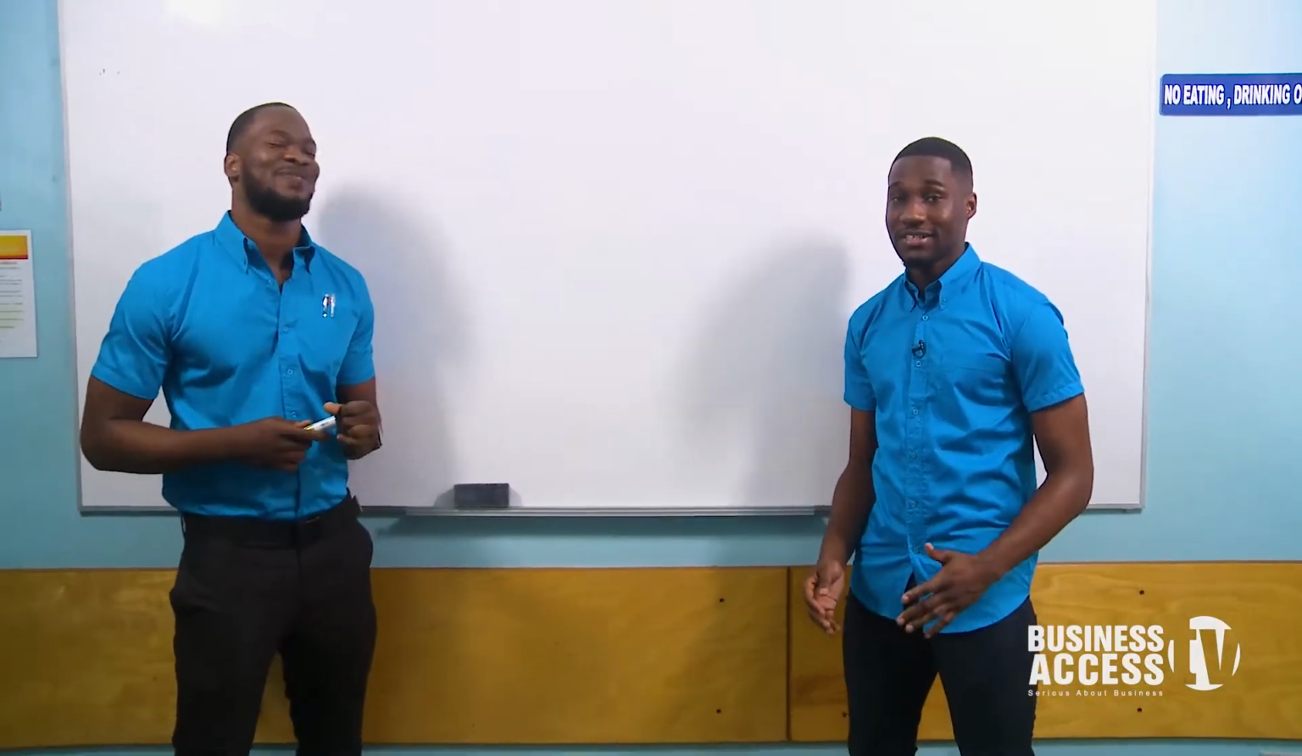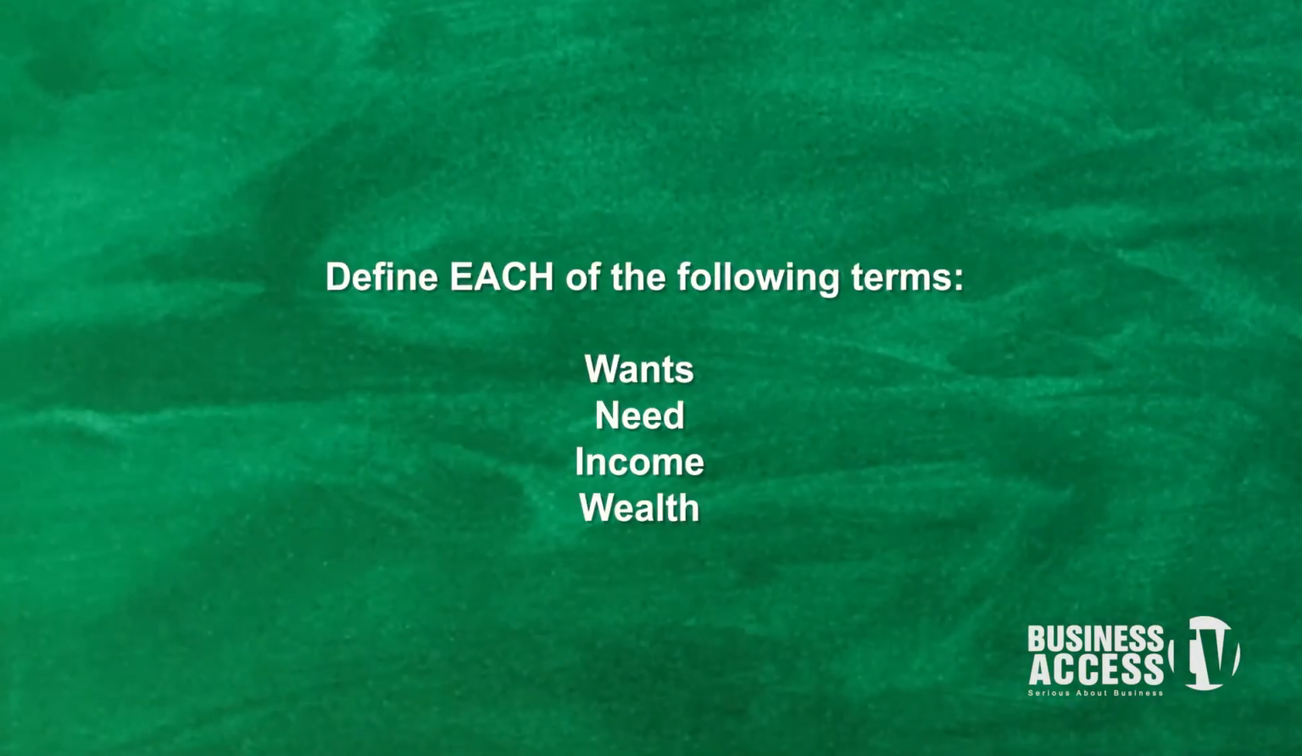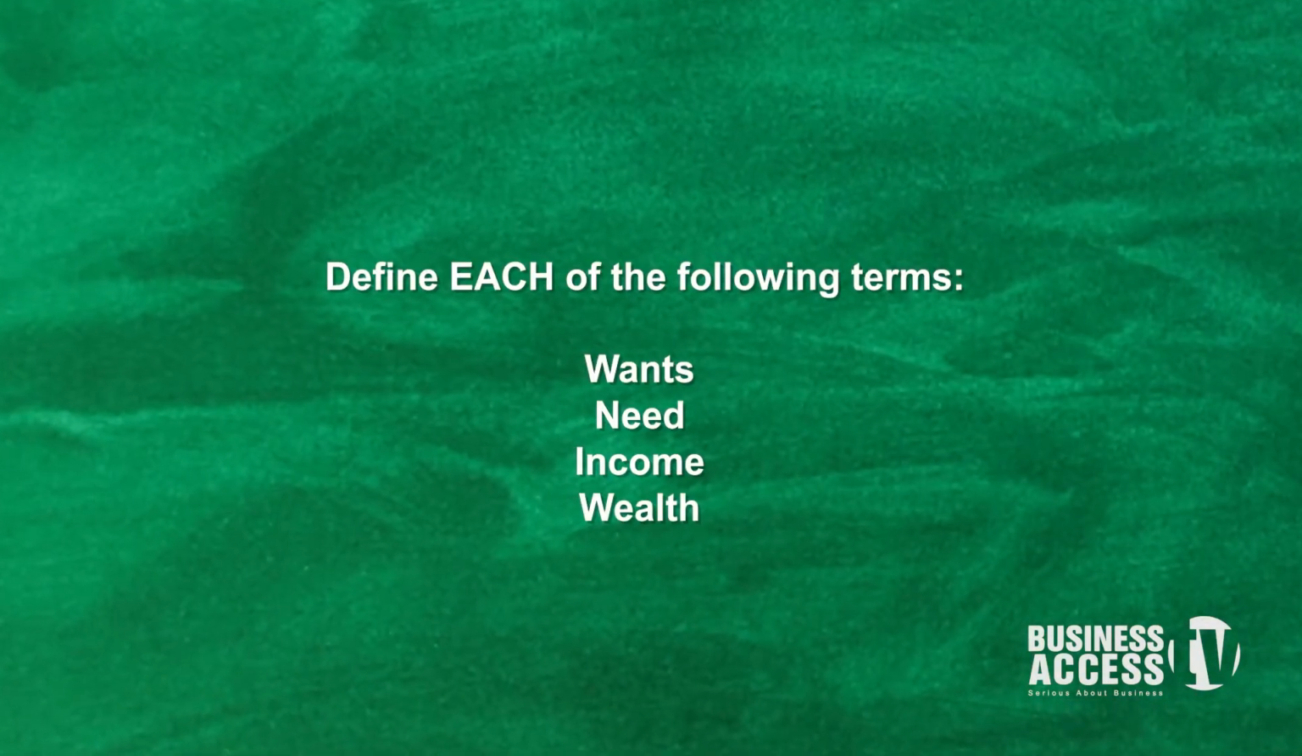Alright, today we have a little gift for you. We're doing our 2014 past paper questions, so we're going to kick it off right away. The first question asks us to define certain key terms. The first one is wants and needs.